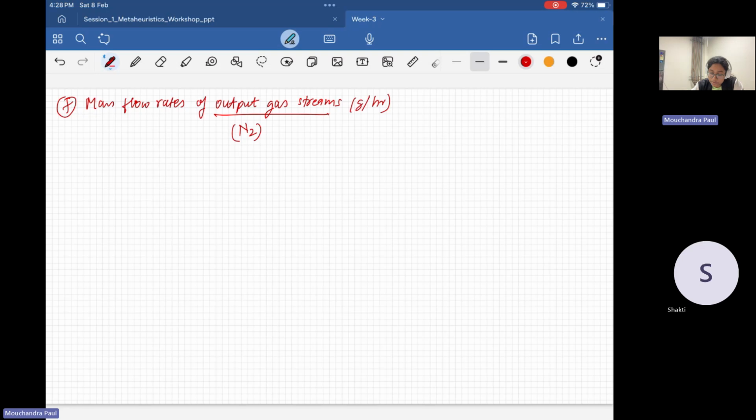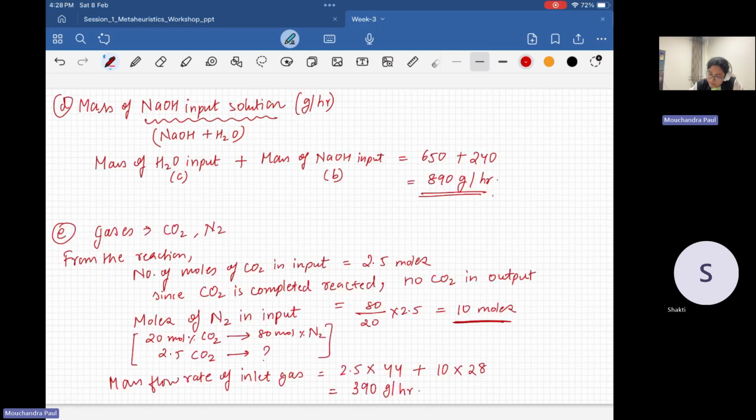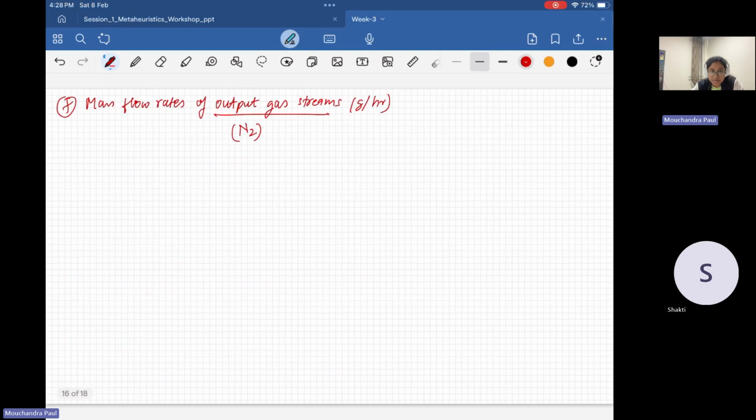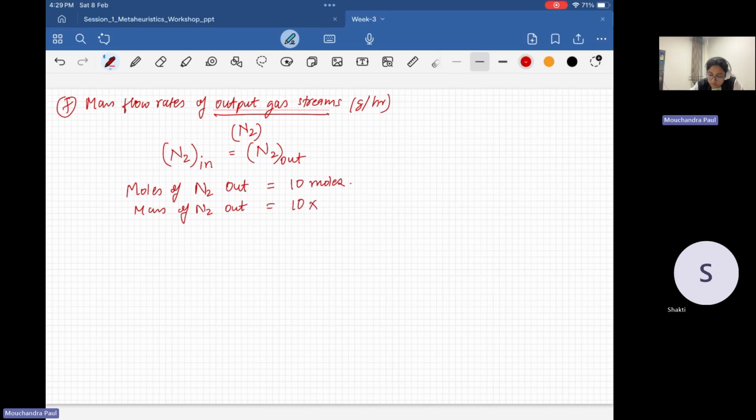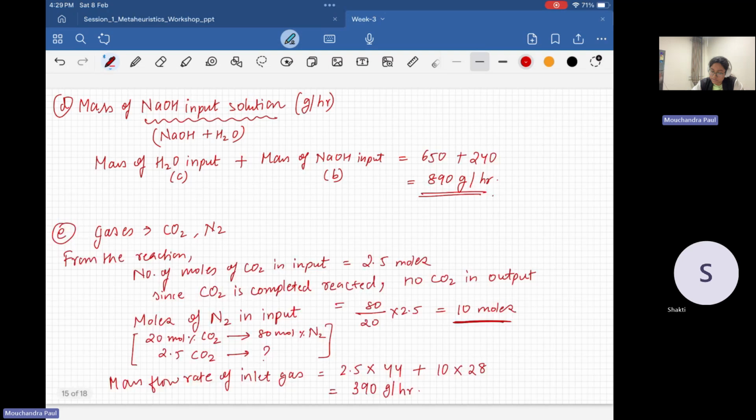Yes. We already saw in part E that 10 moles of N2 is in the input, and since N2 is inert, the moles of N2 going in will be the same as the moles of N2 coming out. First let me write: moles of N2 out is 10 moles. Then mass of N2 out is 10 into 28, so 280 grams per hour. Okay, so this is the out and this is for in.